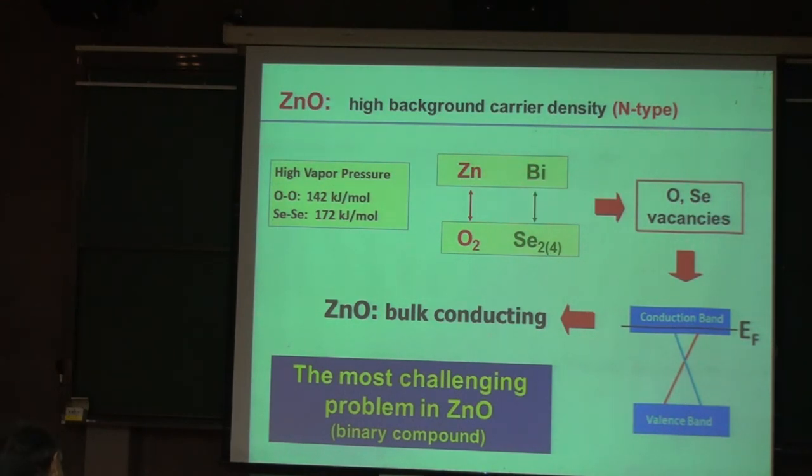Zinc oxide is very stable in ambient conditions. The gap is 3 point something eV, and it is very good for optoelectronics in the blue wavelengths and so on. But so far, if you go to the field of semiconductor material growth, zinc oxide as prepared by MBE, MOCVD, and self-flux methods, any method, is always an n-type conductor.